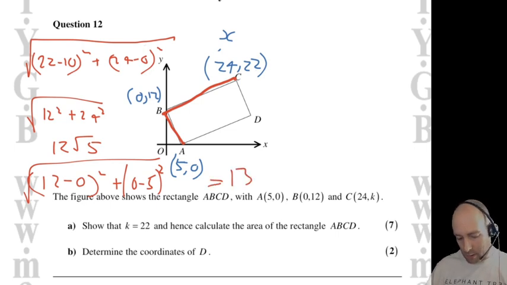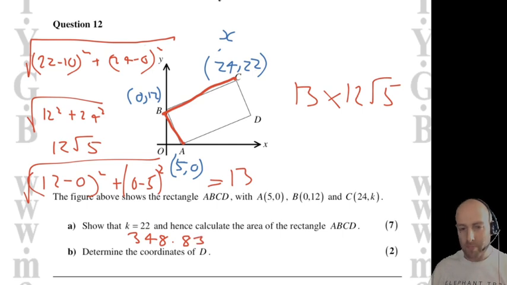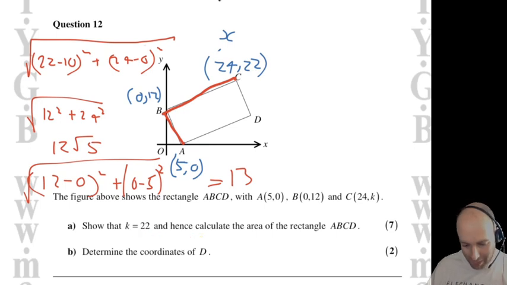So the area is going to be 13 times 12 root 5, which is 348.83. Where did the 10 come from? What 10? Oh, no, it's a 12. Oh, damn it. Okay, that's wrong. Sorry, guys. This one's right, but this one here is wrong because I can't read my own writing.